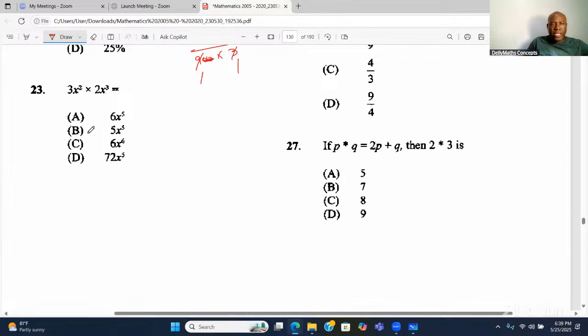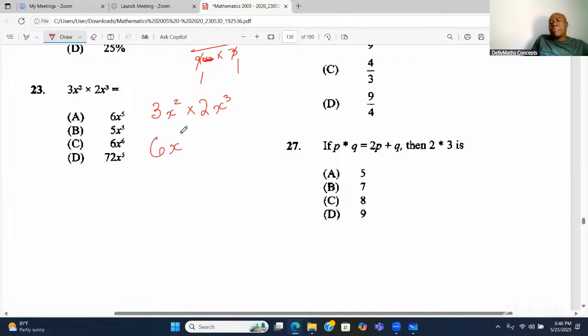Let's go for 23. I've seen where a few people got this wrong as well. Now, for this, we're looking at 3x to the second times 2x to the third. We're multiplying regularly, so 3 2s is 6.